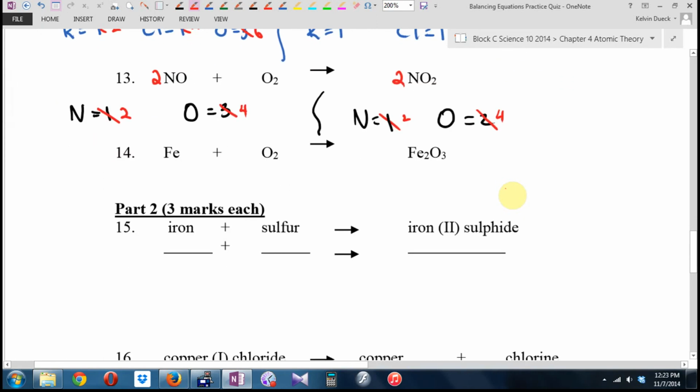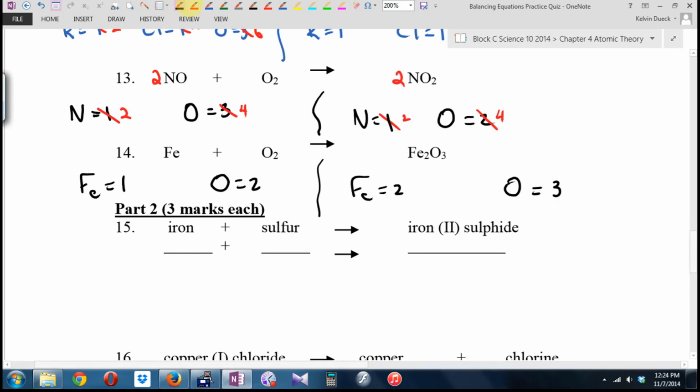Last one with the skeleton, and then we got to go to words, and that's why we need the periodic table. Fe plus O2, okay, let's see. 1 Fe, 2 O's, 2 irons, 3 oxygens. Okay, suggestions.